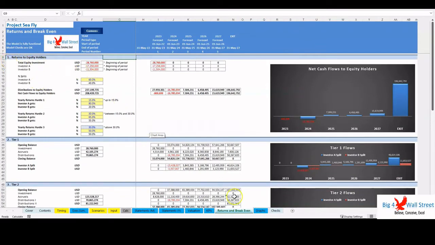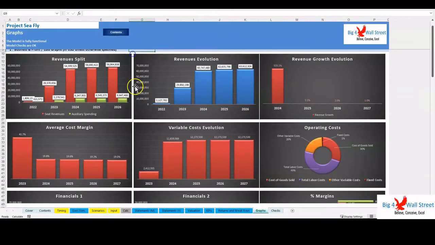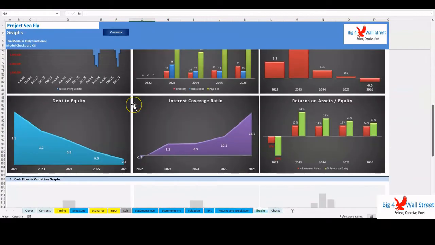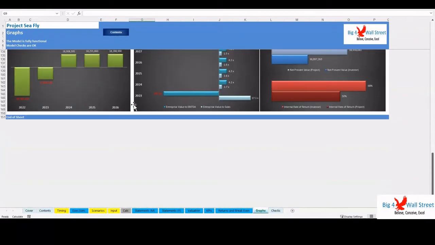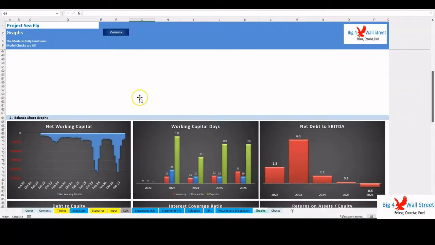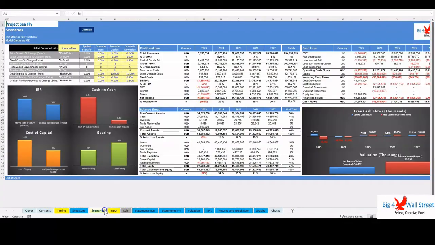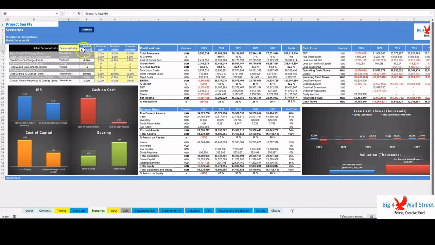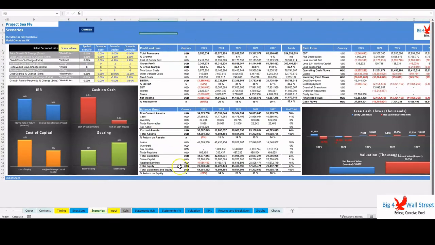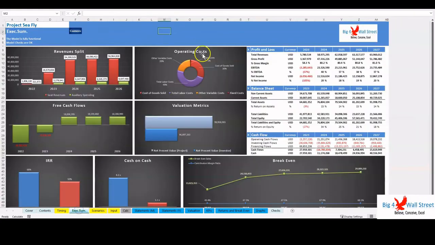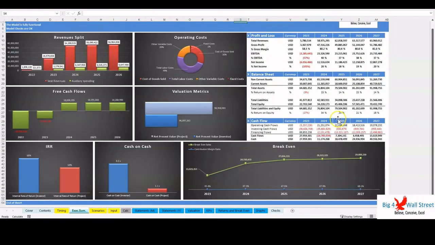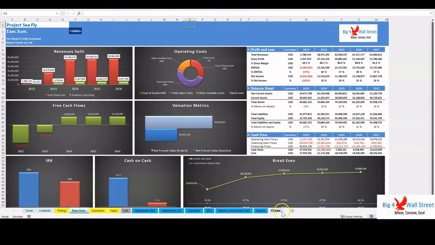All the charts are in the Graphs tab, business and profit and loss charts, balance sheet graphs, and cash flow and valuation charts. The user can also stress test his plan in the Scenarios tab, by selecting one of the 3 scenarios to see the impact on his plan. Additionally, the most important financial and business metrics are aggregated in the Executive Summary tab. Finally, the Checks tab, where the most critical checks are aggregated.